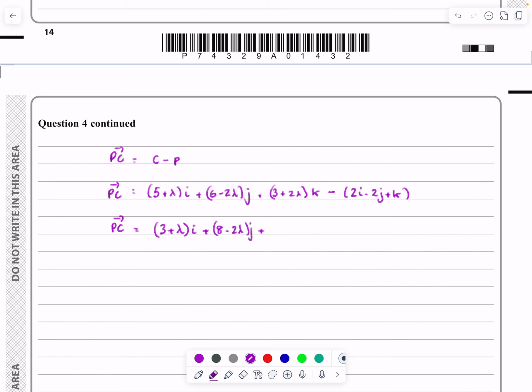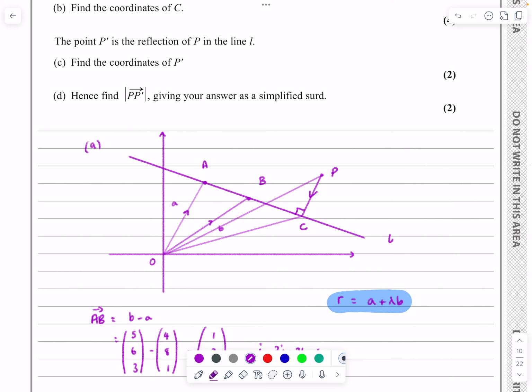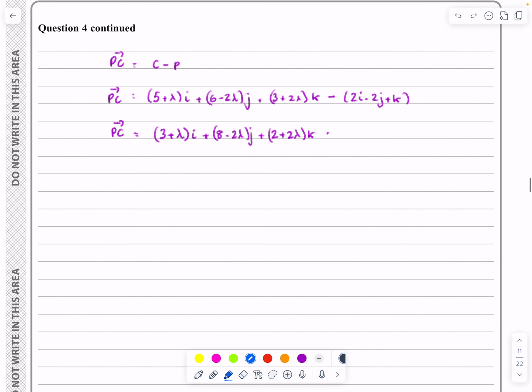And I make it 2 plus 2 lambda k. Now, what was the whole point about getting PC? Well, the one thing I know about PC, if PC is perpendicular to L, then what we can say is that PC dotted with L will equal 0. So let's make that clear to the examiner. I'm going to say PC dotted with L equals 0.